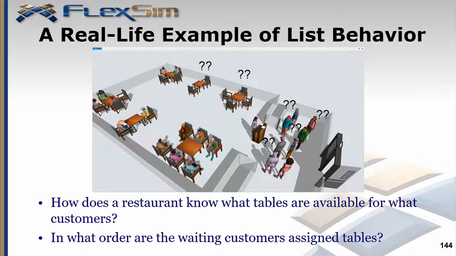There is some criteria that needs to be met, because on the one hand, you have tables, right? And they have attributes like how many people they can sit. And the people that are on the list also have attributes like about how many people they have with them. And so the list is the mechanism that we use to allow us to match up the right customers with the right tables.